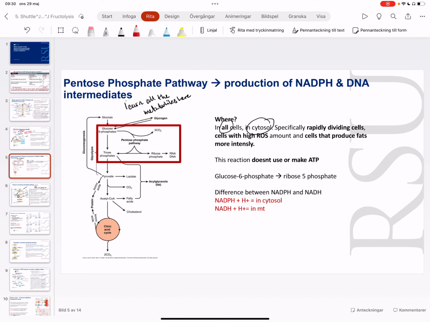Okay. So the pentose phosphate pathway will lead to the production of NADPH and DNA intermediates. That's the main thing. And it will happen in all of the cells in the cytosol, because that makes sense. Like in every single cell you will have DNA, and you will need to build up this DNA by the pentose phosphate pathway. Secondly, you will need NADPH, and we will talk about why we need NADPH. So we will need NADPH in every single cell, and we will need DNA.